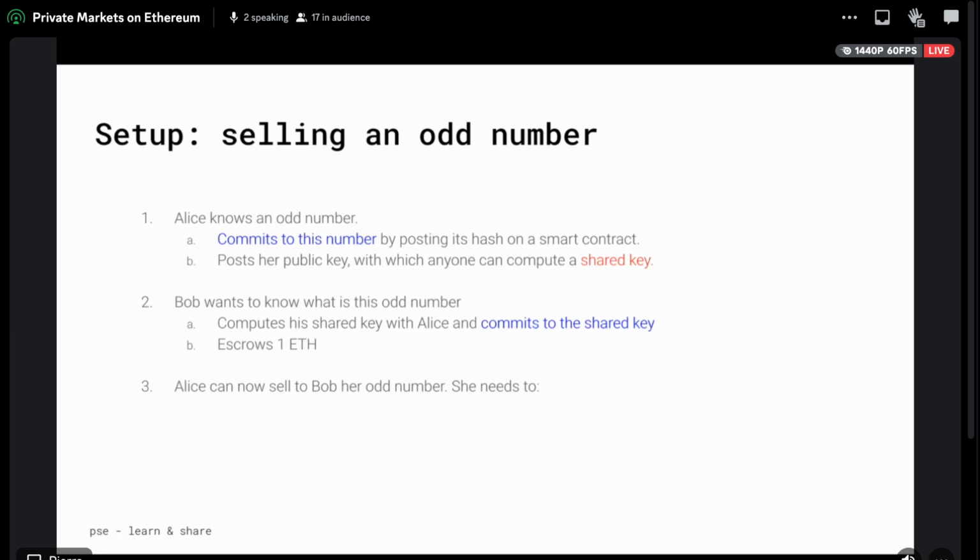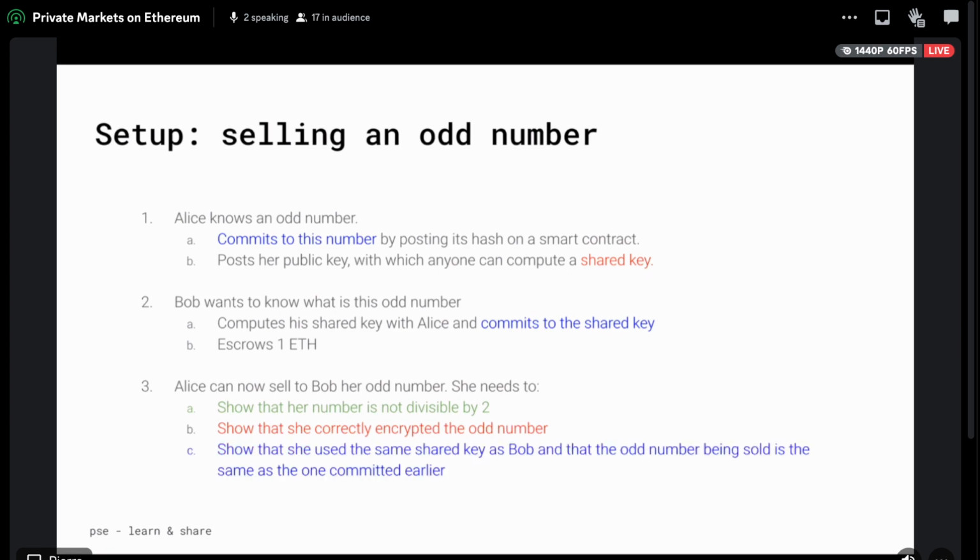And Alice will come back into the picture now. She will be able to sell to Bob her odd number. What she will need to do is first show that her number is not divisible by 2. That's the assertion proof, where she's proving some property related to the data that she's selling. It's in green. Then red, because she's doing some encryption proof. And she shows that she correctly encrypted the odd number using some encryption algorithm.